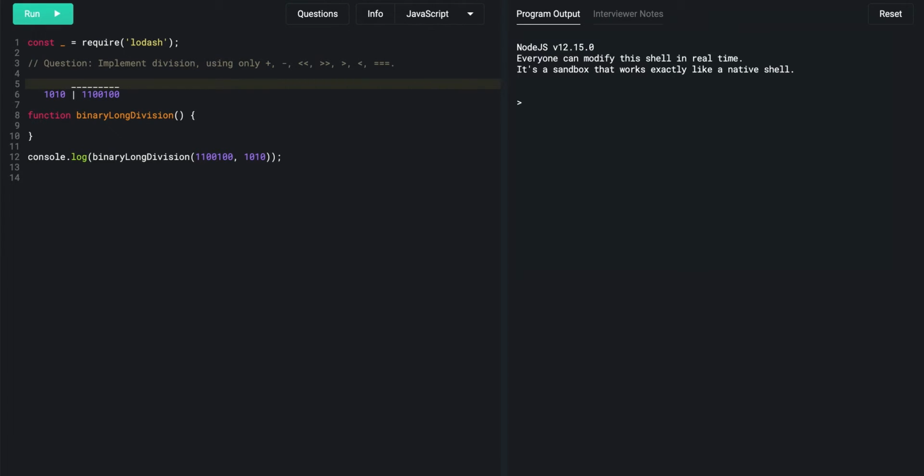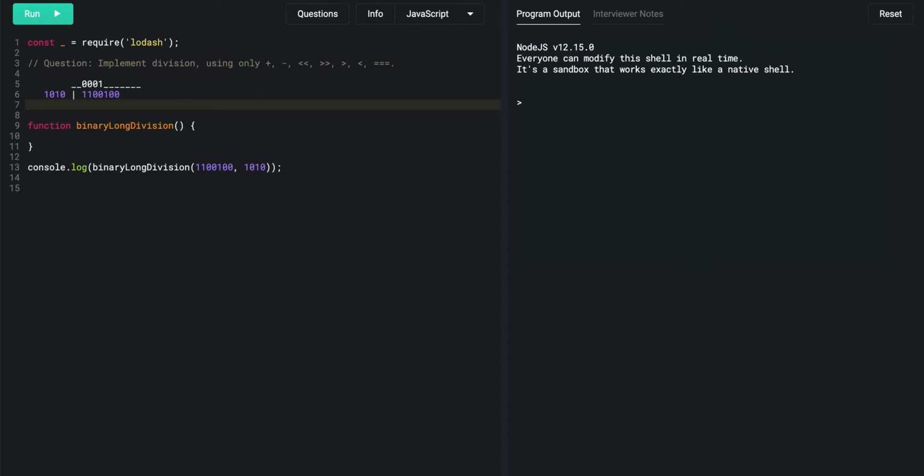Like usual long division, we go down the dividend. Can the divisor, 10 (binary 1010), fit into 1? No, it can't. Can it fit into 11? No, it can't. Can it fit into 110? No, it can't. Can it fit into 1100? Yes, it can. So we would put a 1 here, and we would multiply 1010 by 1, and we would get 1010.